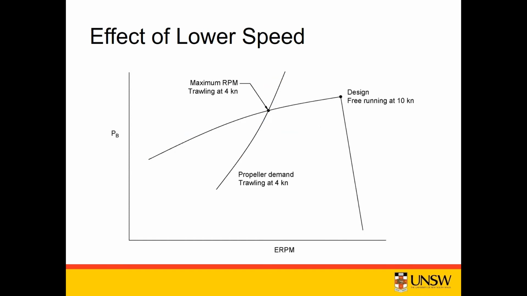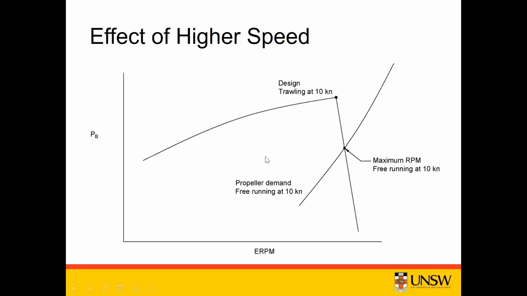I've already mentioned this, where if you design for the MCR here and you go to a lower speed, it shifts the propeller demand curve to the left, and you can see the engine output power is less here than it is at the MCR. And then if you go, of course, to a higher speed, when you've designed for this point, it shifts across to the right, and again, it intersects at a lower speed.